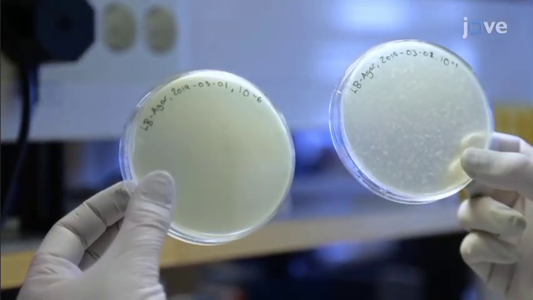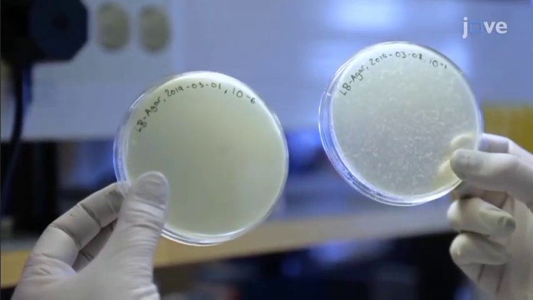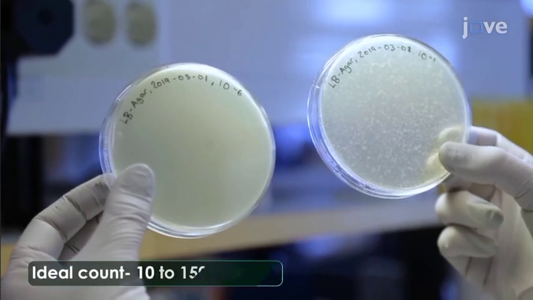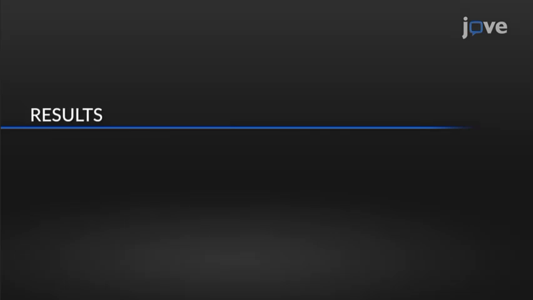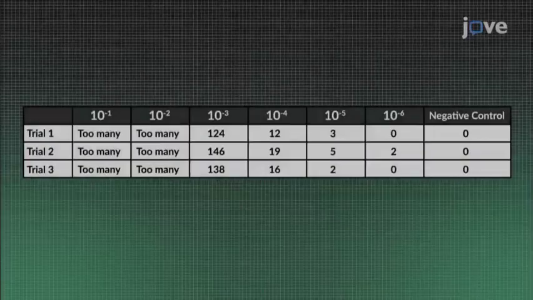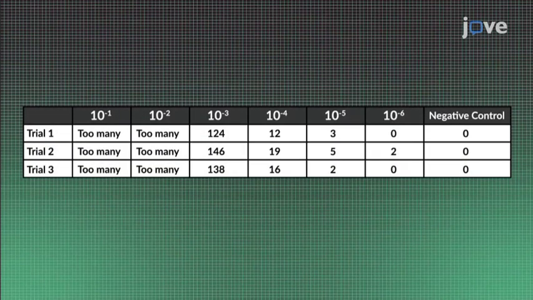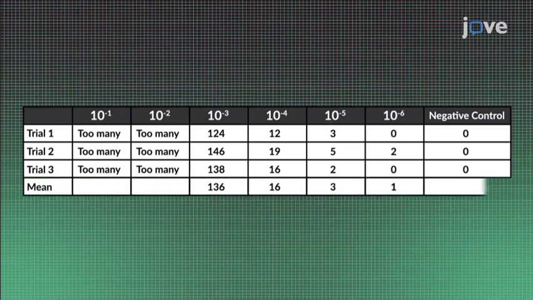Some plates might have too many or too few plaques to be counted. Consider 10 to 150 as an ideal plaque count. Next, generate a table listing the plaque number values for the different dilutions and replicates. Then calculate the mean plaque number values for the dilution plates that contain the ideal number of plaque counts.